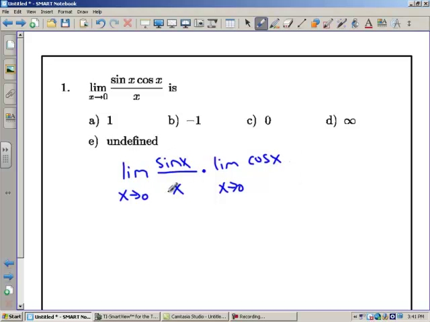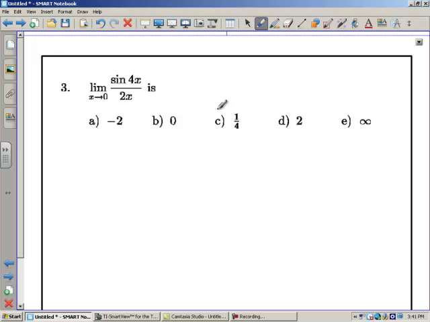Now this is our special trig limit, sine x over x. We know that that is 1. And then the limit as x approaches 0 of cosine, we can just plug in 0 for x, and of course we know the cosine of 0 is 1. So the answer to that limit is 1, and we get 1 as our answer. And so that answer is A. That's pretty straightforward. Let's take a look at another example.